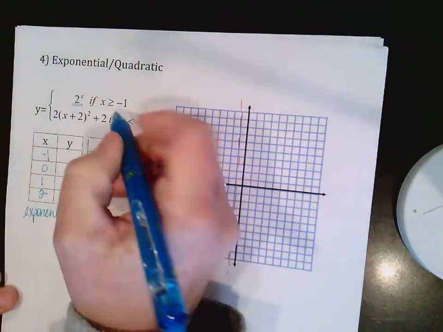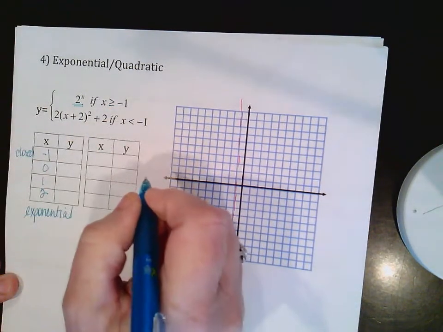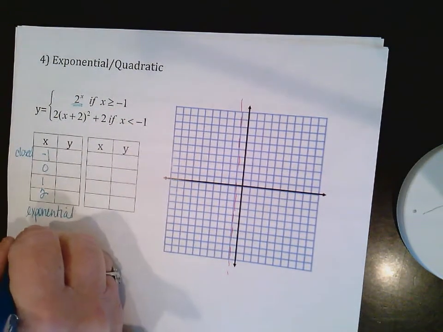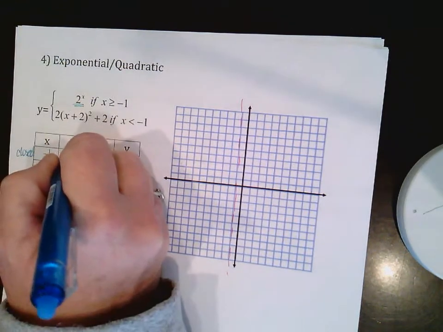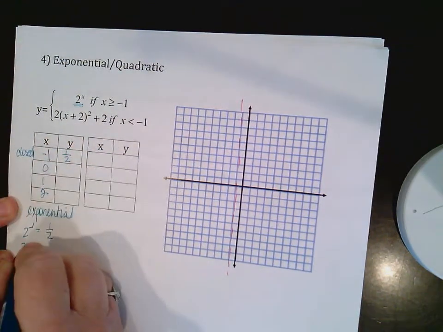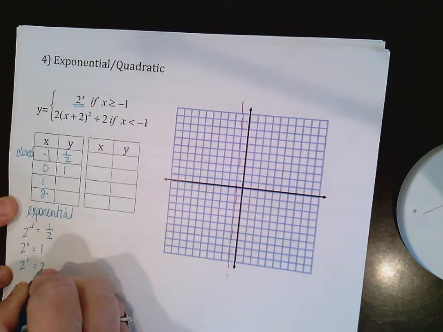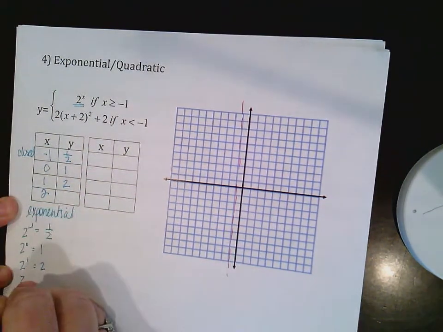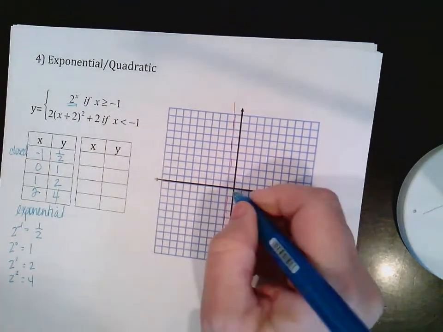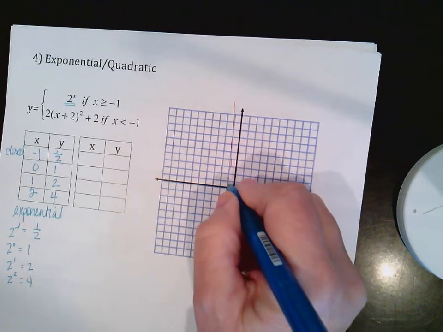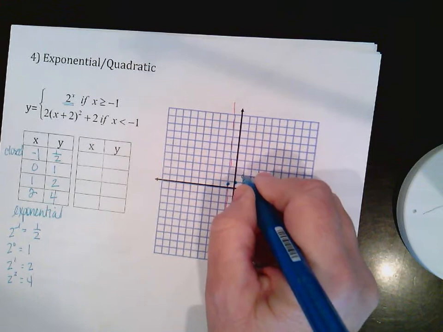I know that I have an equal sign up here, so this first point is closed. And if I have 2 to the -1, negative exponent means we flip it and make it positive, so that's 1/2. 2 to the 0 is 1, because anything to the 0 is 1. 2 to the first is 2, and 2 squared is 4. So I have -1 and up 1/2, and it's a closed circle. 0, 1, 1, 2, and 2, 4.